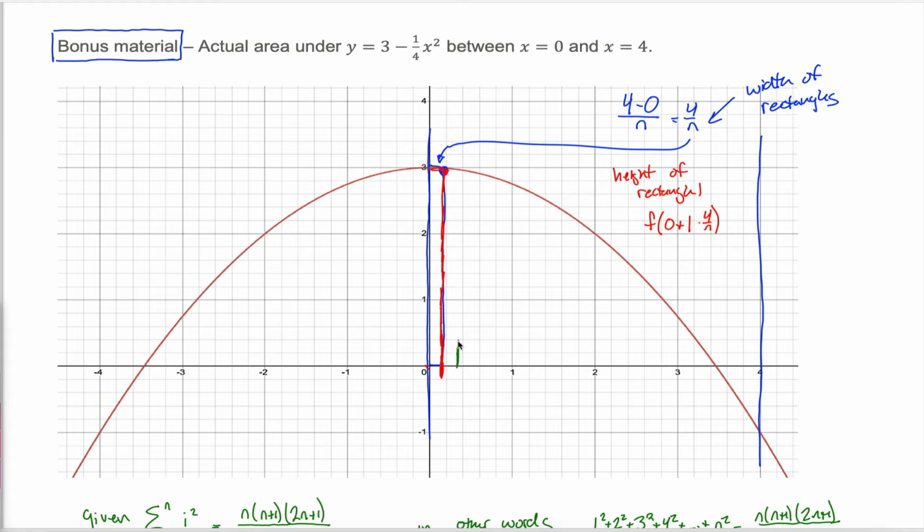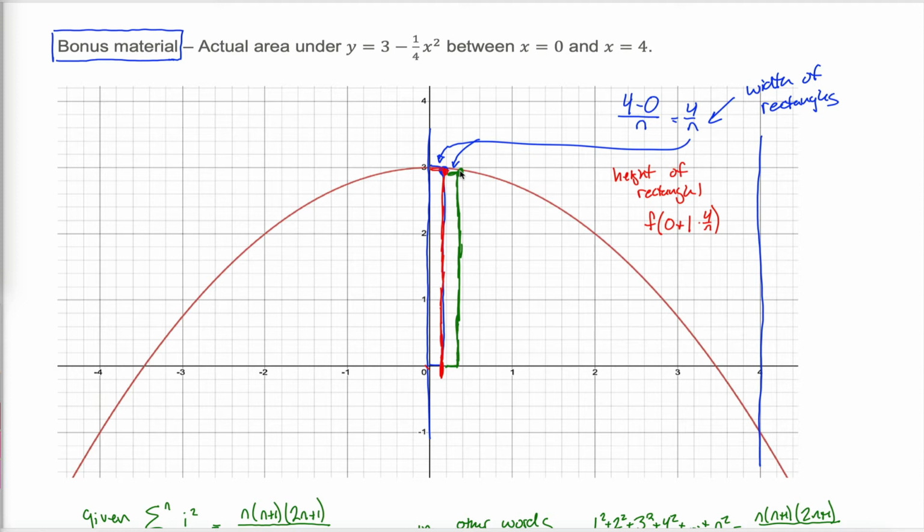Think about the second rectangle for a minute. I'll draw it over here with some finite width, even though really we're letting these get infinitely small. For this second rectangle, I'd be interested in this point right here. The width of the rectangle is still 4 over n. Each of the rectangles have the same width, but the height of the rectangle is the height of this point, and that's the tricky point.